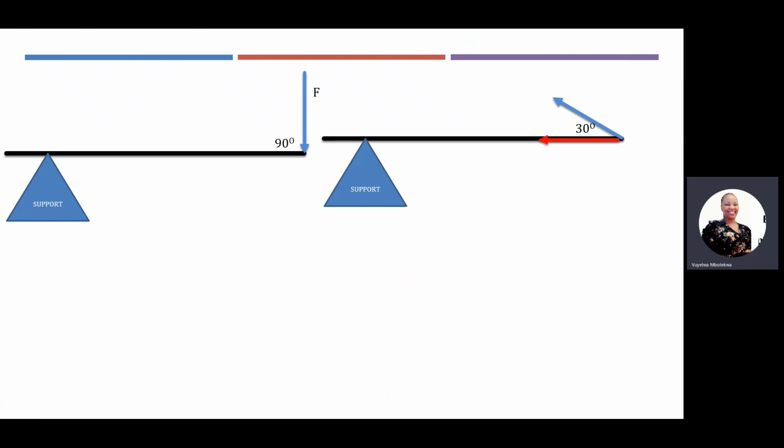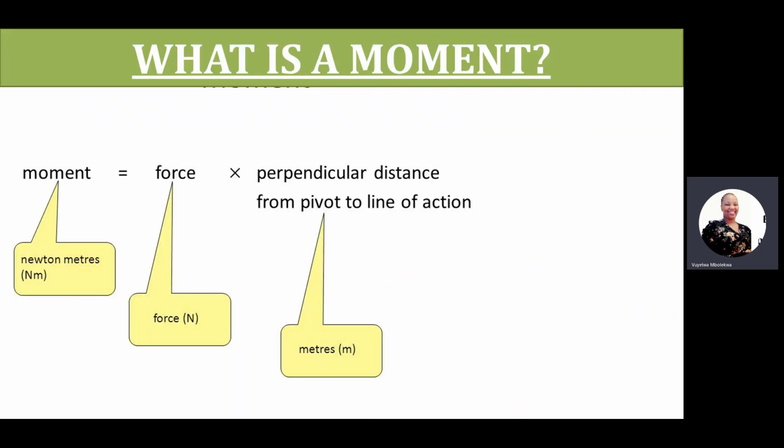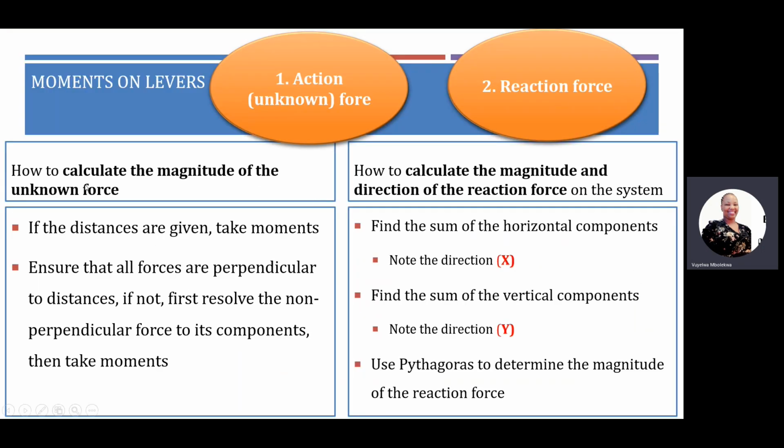Okay, so let's go back just to summarize what we have discussed. To calculate an unknown force, you take moments. Just make sure that each force is perpendicular to a distance, then you are ready to take moments. To calculate a reaction force, you need to find the one vertical force and the one horizontal force. Those two forces, you use a Pythagoras theorem to get their resultant.